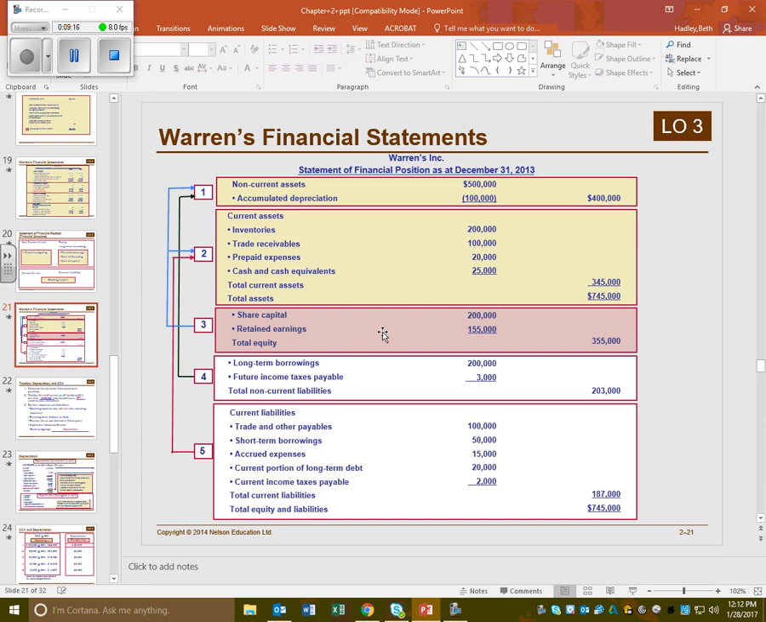So if you look over here, I flipped forward a couple of slides to come over to our balance sheet. So we have our share capital, as you saw from the previous slide, of 200,000 plus the retained earnings of 155,000 to give us total equity of 355,000.